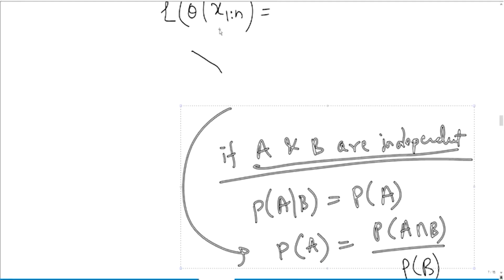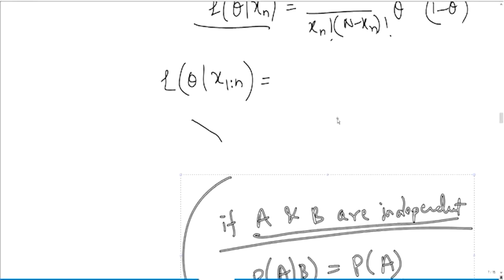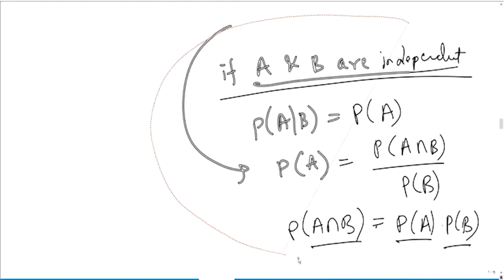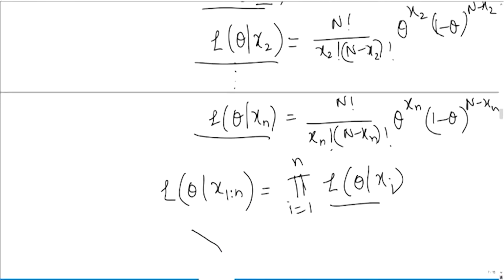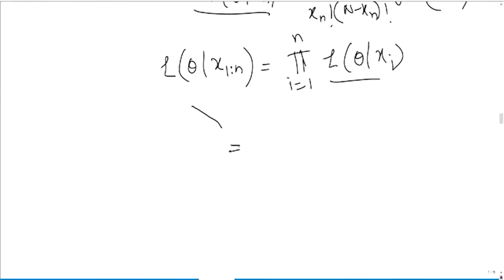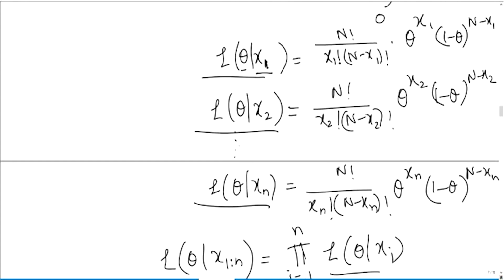experiments or data points are independent of each other, then you can say that this thing will be the product of all the individual likelihoods. So, likelihood of x1, likelihood of x2 and so on, right. So, from i equals 1 to n, it will be the product of likelihood of theta given xi, right. This is something we have calculated above, here for each of them. Okay. So, basically then the joint likelihood would become the multiplication of all these terms.